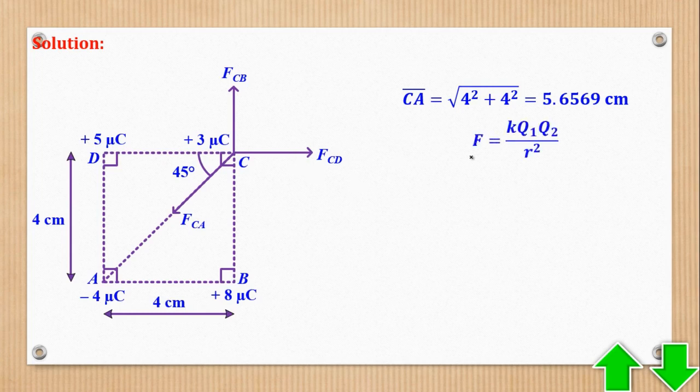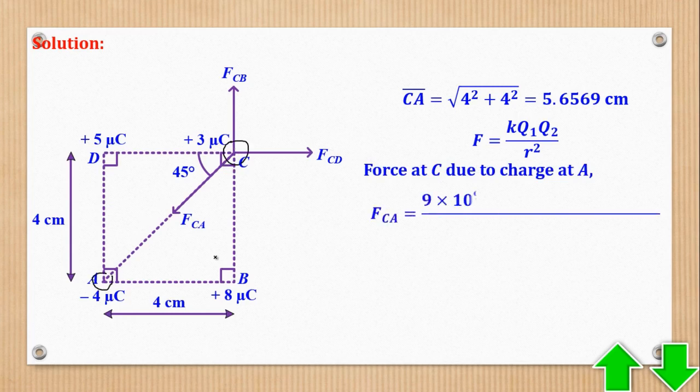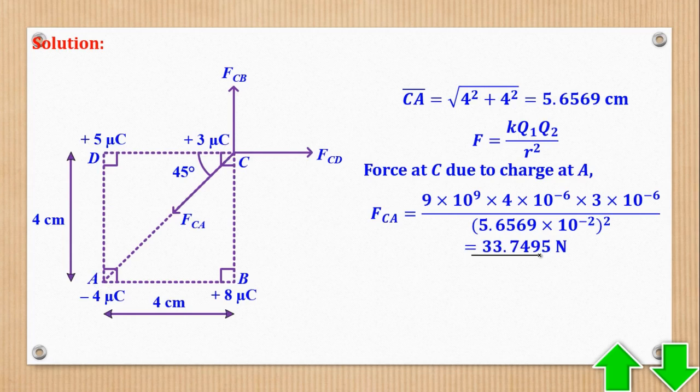Now that I've got the separation, I have to remember the formula, that it is K Q1 Q2 over R squared. Then I'll start answering the question. So force on C due to charge at A. I'll come and substitute the charges. The K is this. One charge is this. That is charge at A, and this is charge at C. Then this is the separation. So when I do that, the answer will be this in newtons.